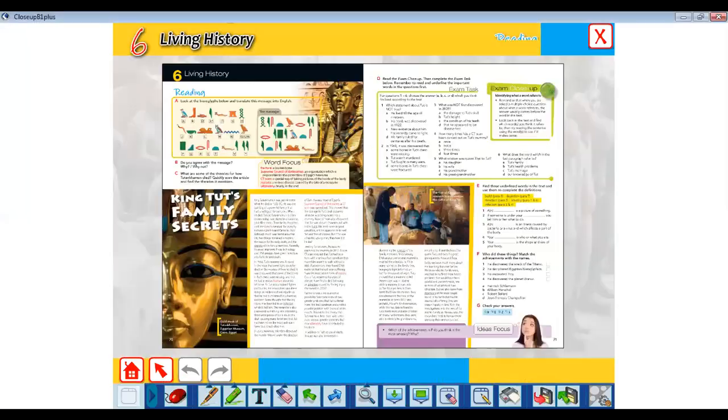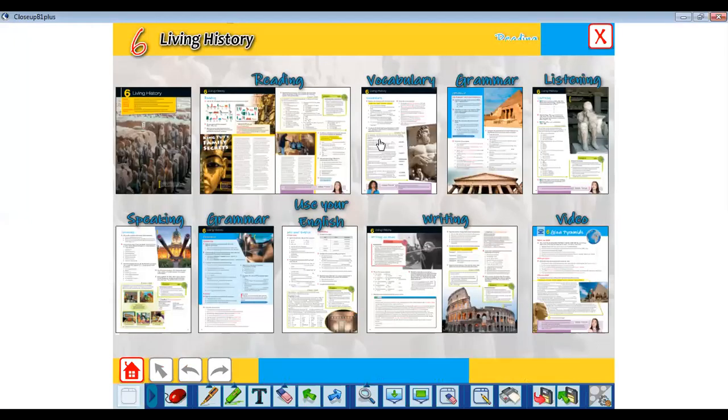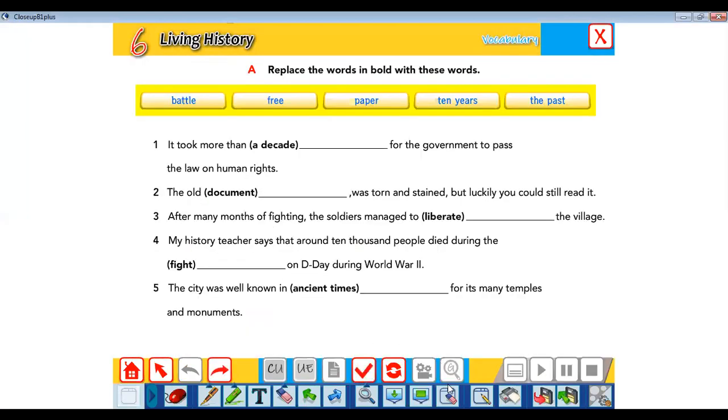So let's try to finish this lesson. Vocabulary, page 72. The first exercise, exercise A. We will try here to replace these words, the words in bold, with the following words: battle, free, paper, 10 years, and the past.